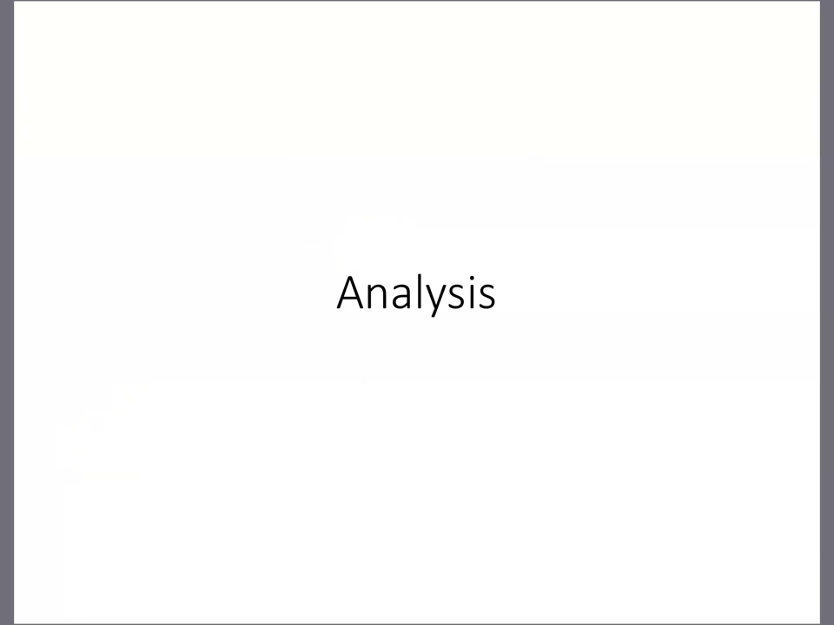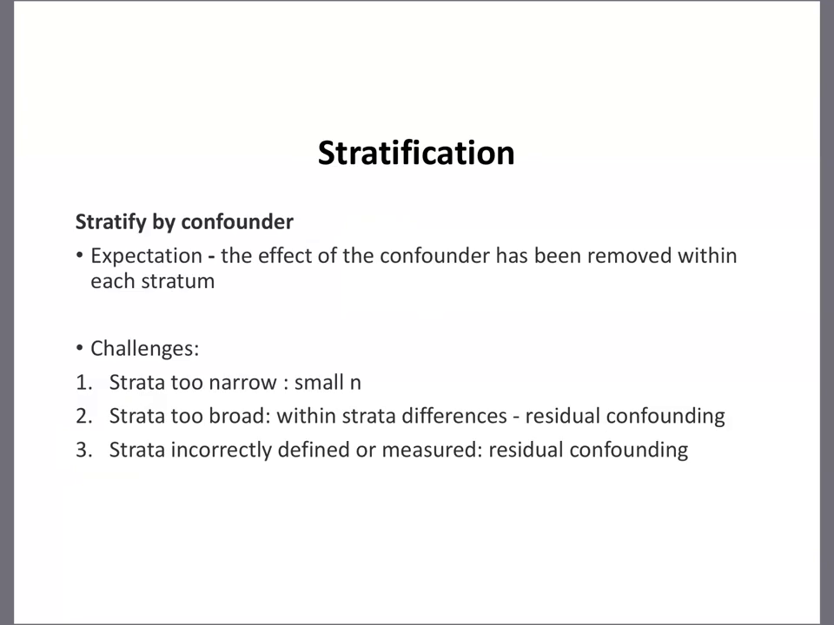So these are the three different ways in which you try to control for confounding in your design phase. Now, what happens in your analysis phase? If you do not use any of the methods, still you can control for your confounding in your analysis. So what are the different ways? One is stratification. So you stratify by the confounder. The expectation is that the effect of the confounder will be removed in each of the strata, and you get an effect which is free of confounding in each of the strata you have considered.